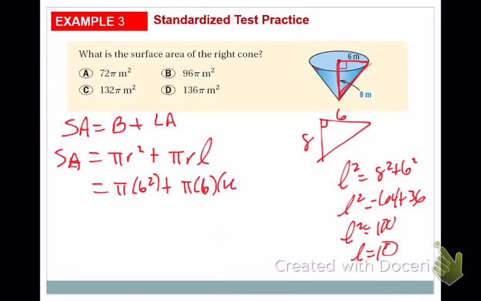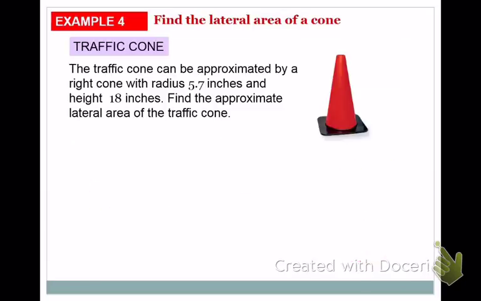So now the slant height is 10, and we're ready to keep chugging along here. So 36 pi plus 60 pi is going to get you 96 pi. And that's actually answer B. Okay? So surface area for a cone, pi r squared plus pi RL. All right? Got one more here.